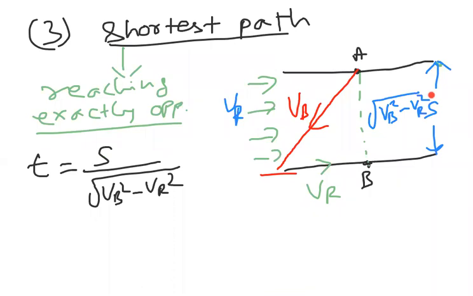How did you get that, sir? Square root of VB square minus VR square. This is a right angle triangle. This direction is boat speed. This direction is river speed. So boat speed is there, river speed is there.